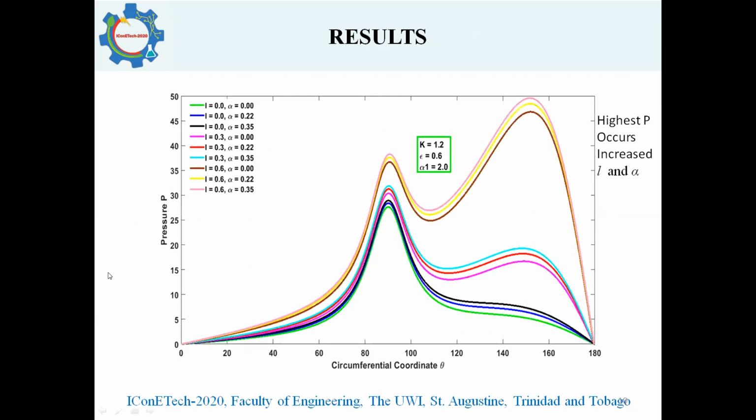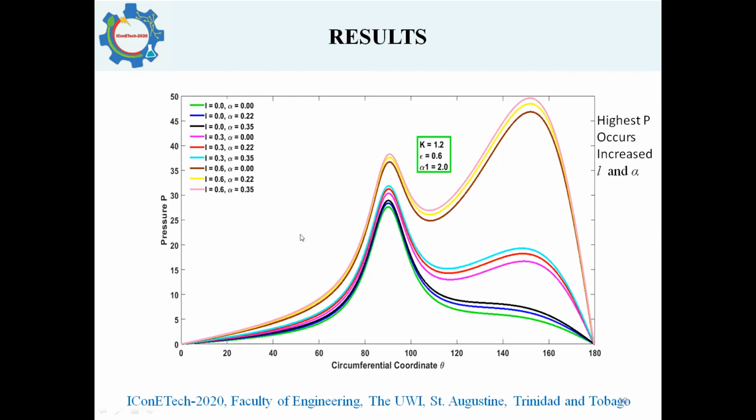The result shows the pressure versus the circumferential coordinate. We have L, which represents the couple stress. In the absence of couple stress, we see one peak of maximum pressure, which is due mainly to the magnetic parameter. We see an increase in the magnetic parameter as we increase our piezo-viscosity parameter alpha. Here the distance ratio is 1.2, the eccentricity ratio is 0.6, and the magnetic parameter we are using is 2.0.